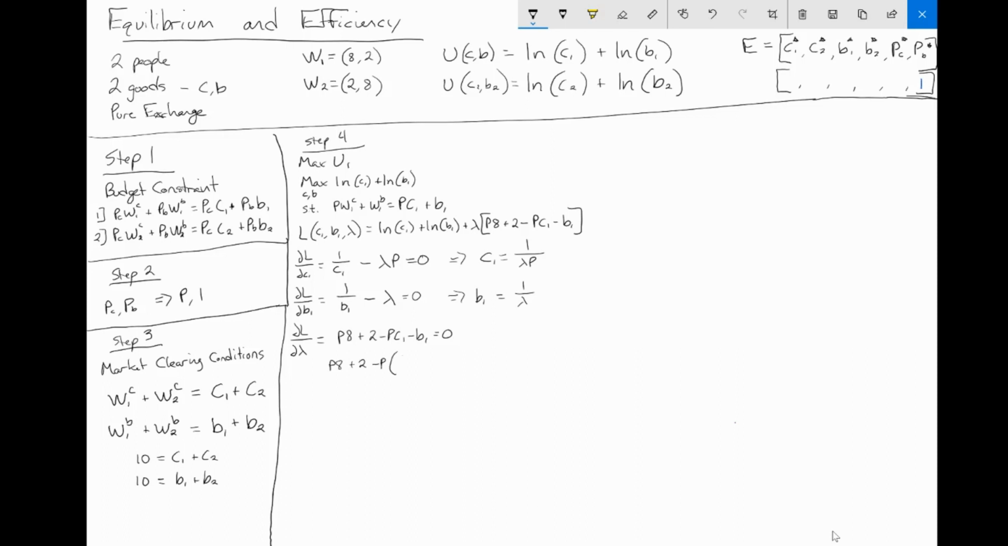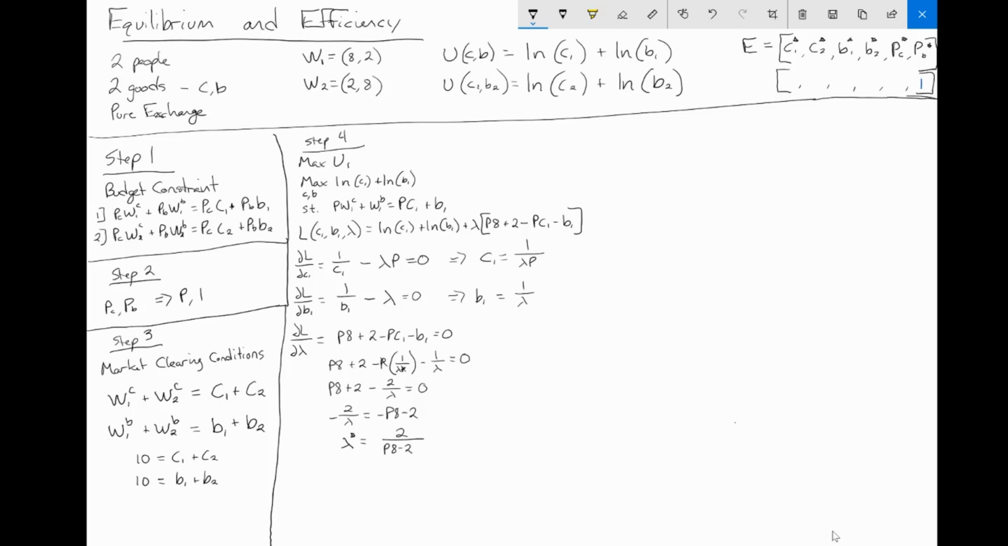2 minus P times 1 over lambda P minus 1 over lambda equals 0. Okay, the P's cancel out. 8 plus 2 minus 2 over lambda equals 0. Okay, now let's solve this for lambda. We'll get negative 2 over lambda equals negative P8 minus 2. Multiply both sides by negative lambda, and then divide both sides by P8 plus 2, and we will get lambda, this is lambda star, equals 2 divided by P8 plus 2. All right, this is lambda star.